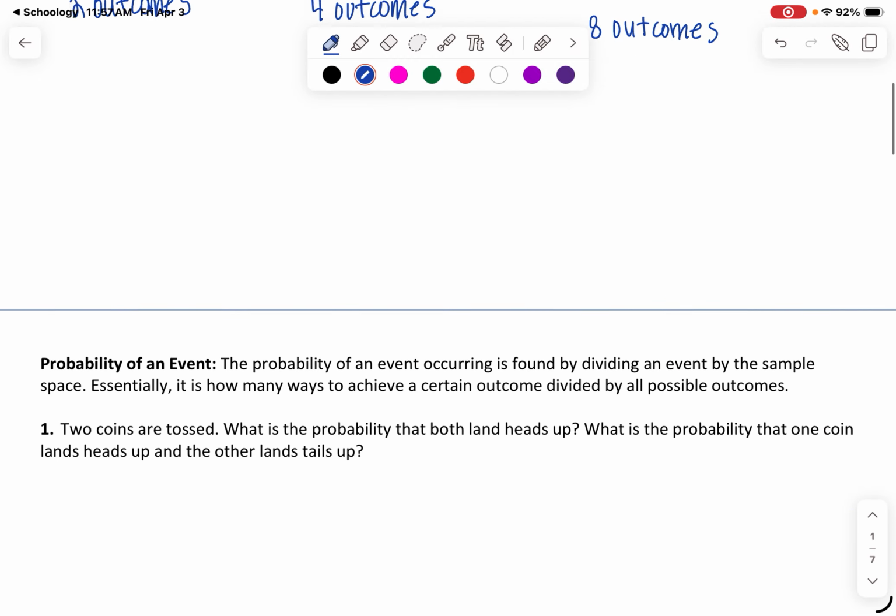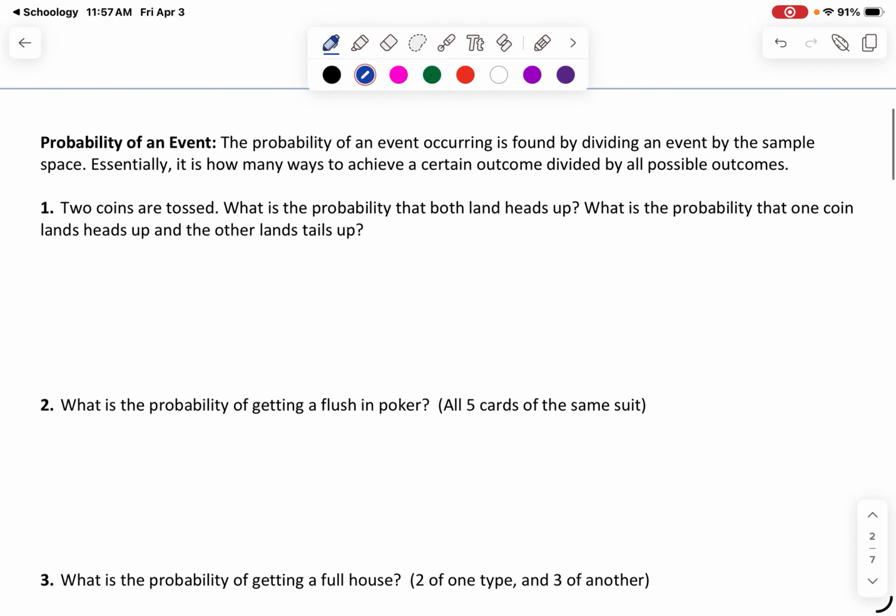All right. So now we're going to talk about the probability of an event occurring. The probability of an event occurring is found by dividing the event, that's what I explained in the first part, by the sample space, which is what we just did. Essentially, it's how many ways to achieve a certain outcome divided by all possible outcomes. So let's talk about two coins being tossed, which we already did. We're not going to use our written out sample spaces. We're going to see how to do this without them.